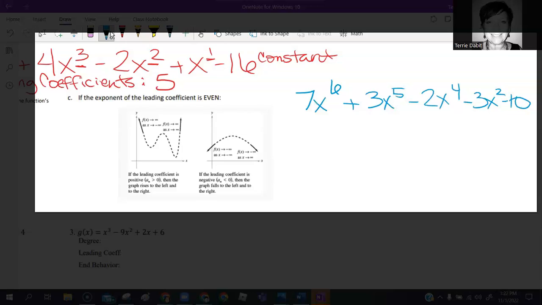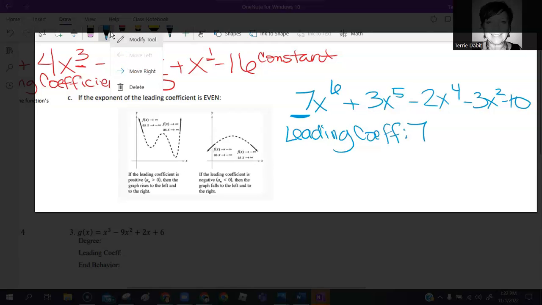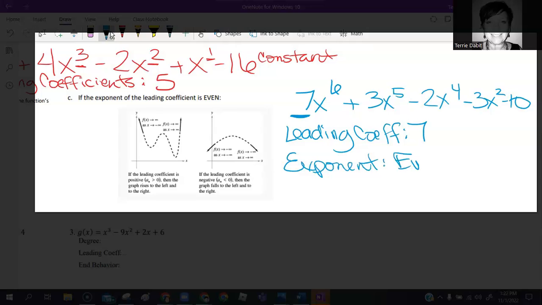And you'll notice the leading coefficient is 7. And the exponent is even. It's a 6. That's even.